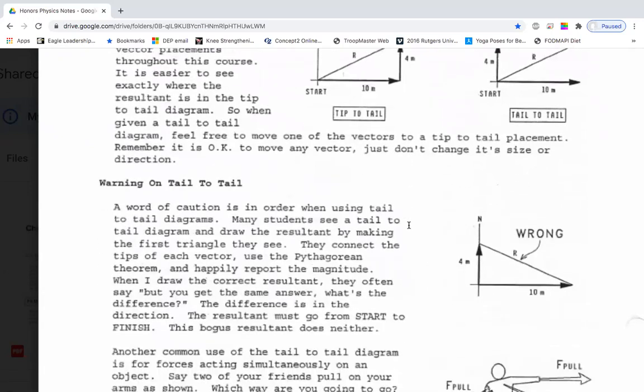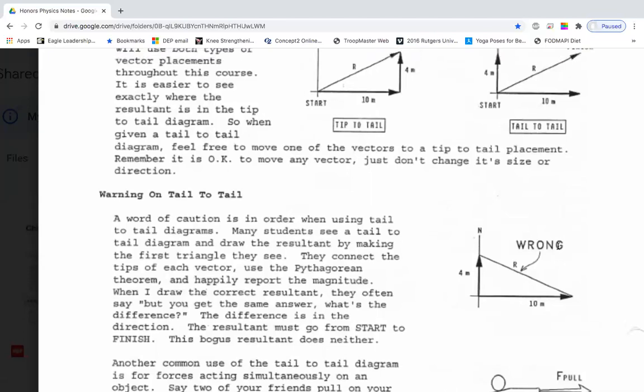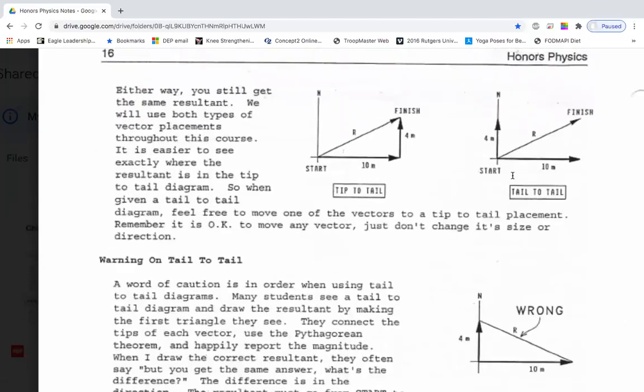But what kids do is they start making triangles. They say, oh, we're going to start here and go here, or we're going to go here and go here. They don't even put an arrow on it. Don't do this. It's wrong. You're supposed to start here, and then following tip to tail, it'll bring you up here. Or if you went up and over tip to tail, you'll still get to the same place. So remember now, whether you draw the vectors tail to tail or you draw them tip to tail, you still go from the start to the finish.